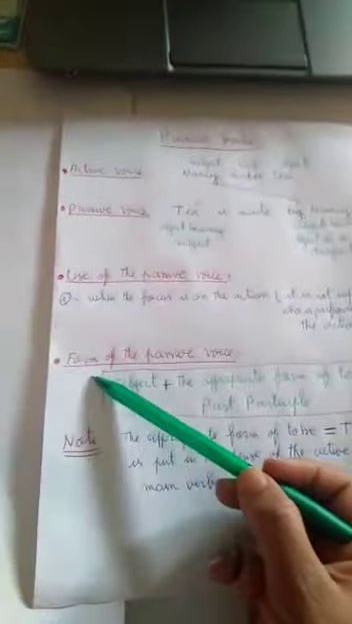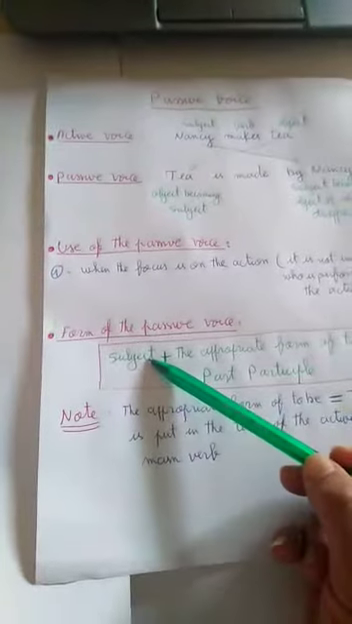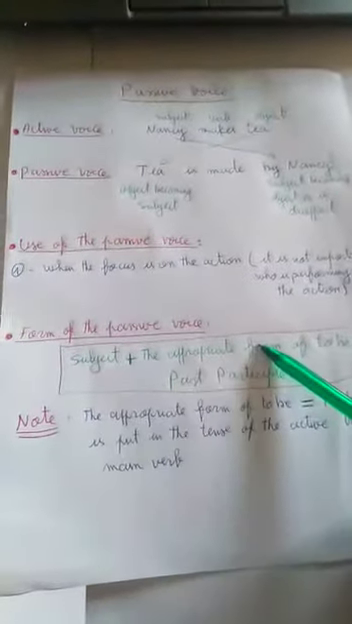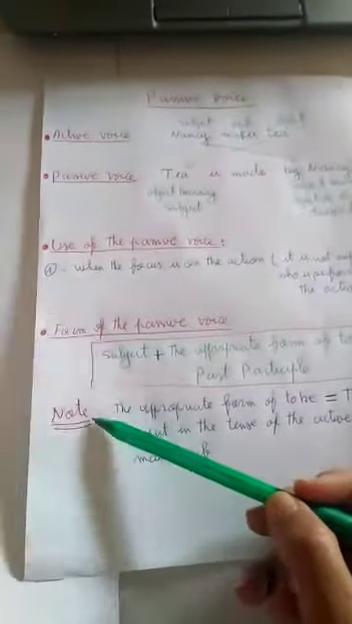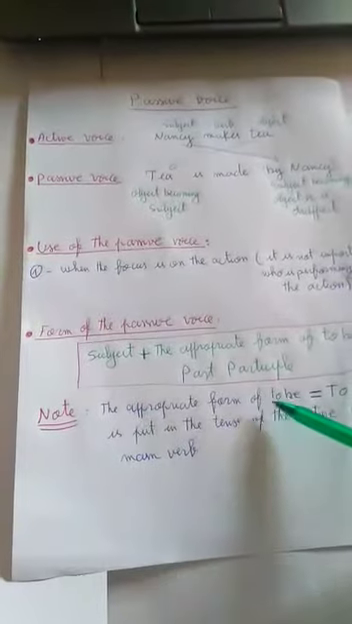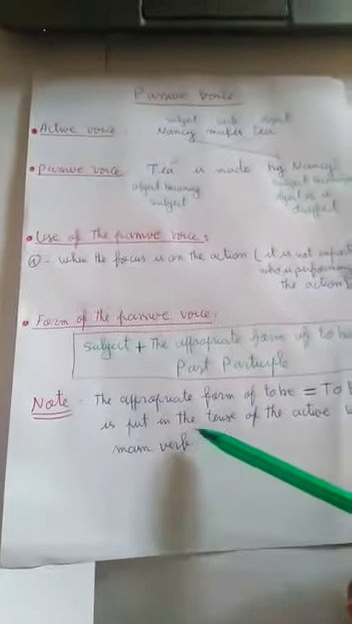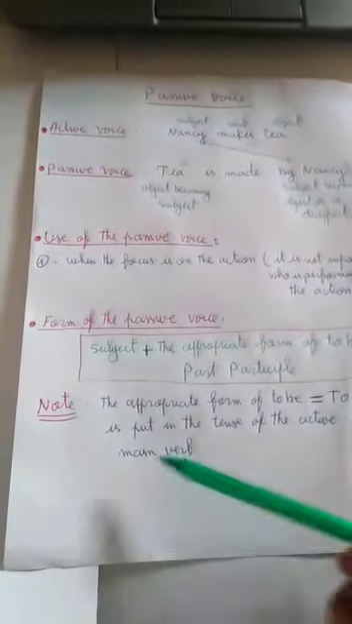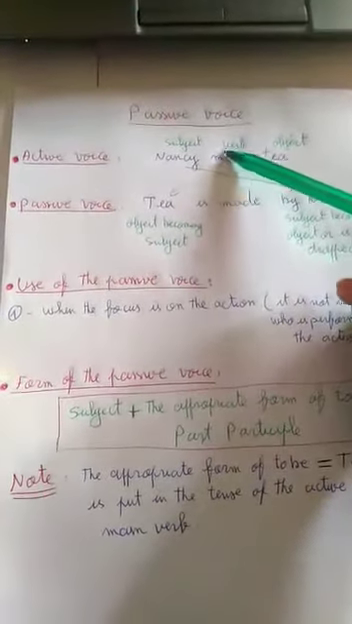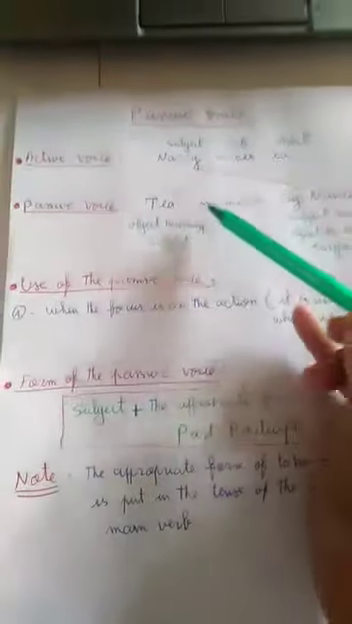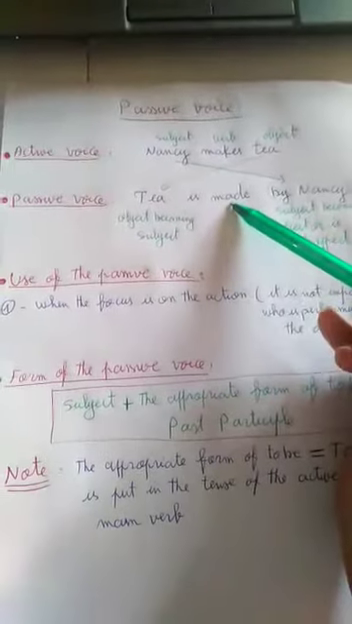Now, what is the form of the passive voice? Here we have subject plus the appropriate form of to be plus past participle. But note here that the appropriate form of to be means to be is put in the tense of the active voice main verb. This means that if the verb is in the simple present, to be should be in the simple present. After that we put the past participle.